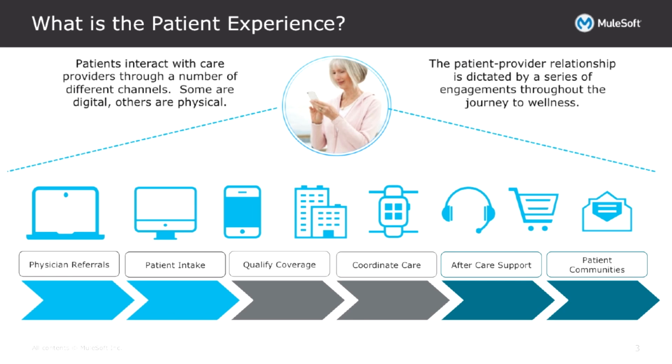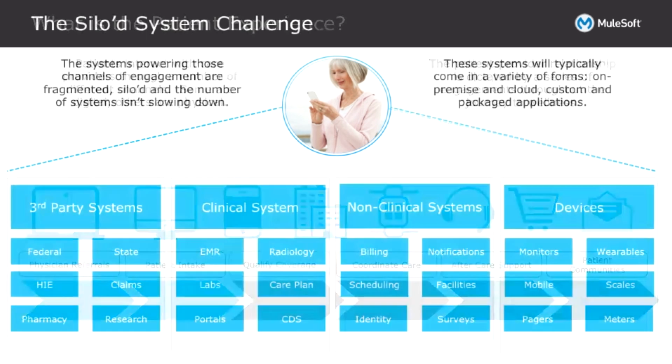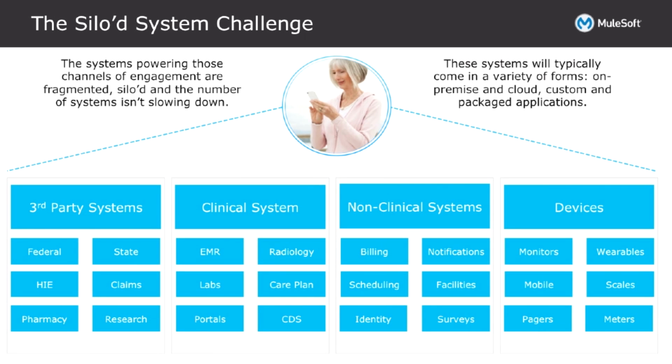Now, the key points to take away from this are that transforming the patient experience is a fairly complex undertaking, where there are a number of different permutations in terms of the channels of interaction and phases of the customer's life cycle. And of course, there is fragmentation in terms of business processes and channels of interaction and engagement. That leads us to the next topic, the siloed system challenge.